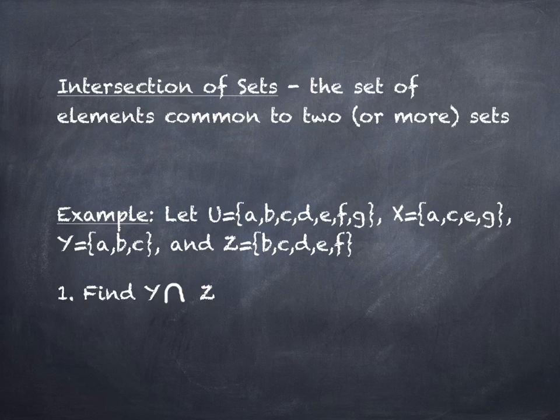An intersection of sets is the set of elements common to two or more. It could be more sets. So the key idea here is this word common.